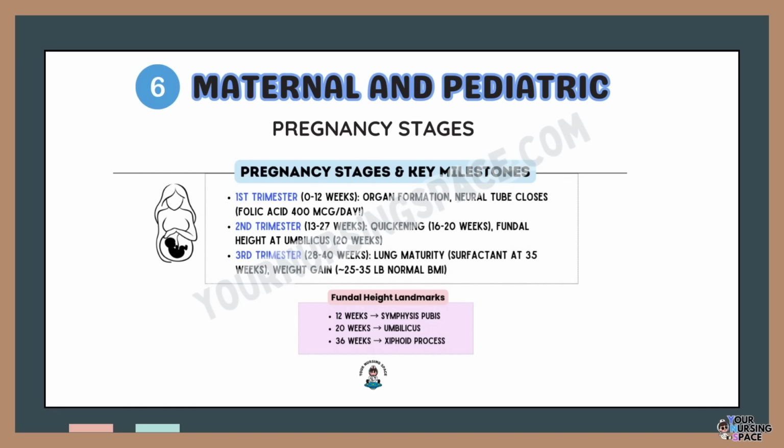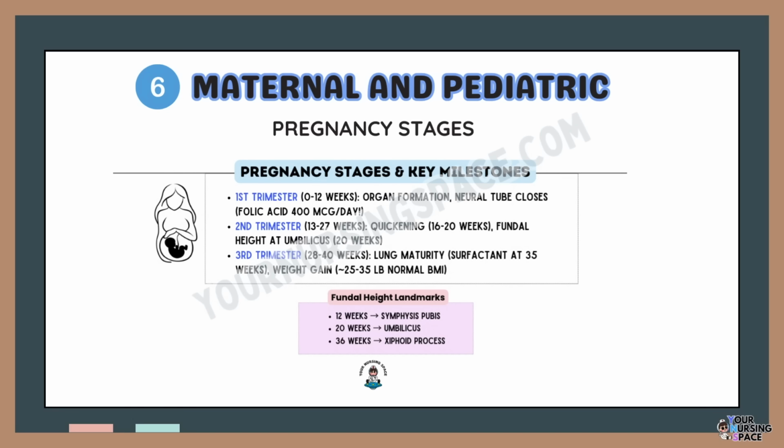Pregnancy is divided into 3 trimesters, each with unique milestones. In the first trimester, from 0 to 12 weeks, organogenesis takes place, meaning the baby's organs are forming. This is why folic acid is so important to prevent neural tube defects. Morning sickness is common, and patients should be encouraged to eat small, frequent meals.